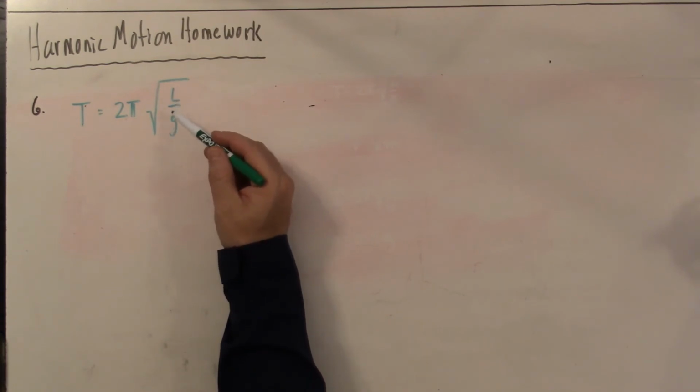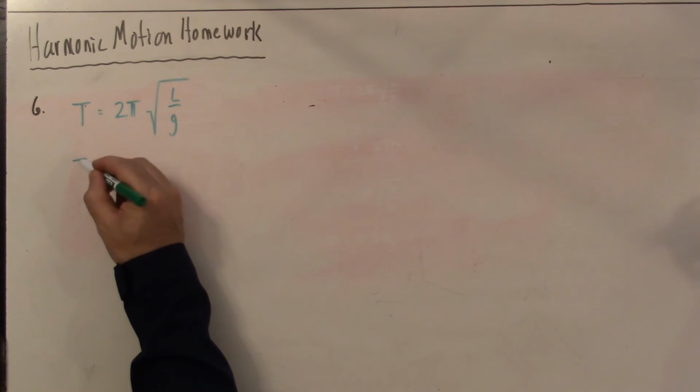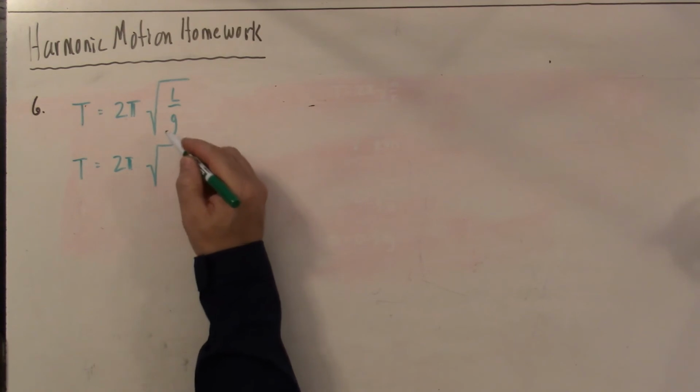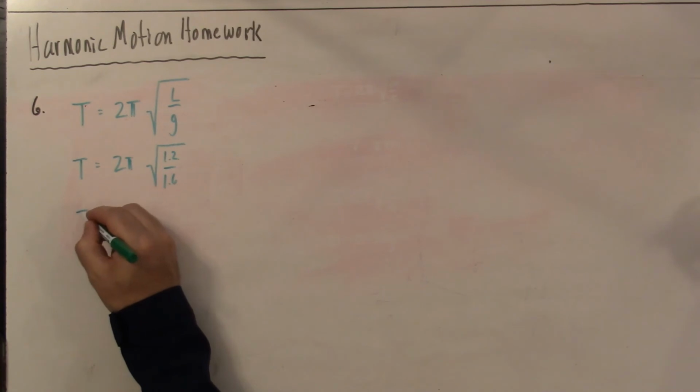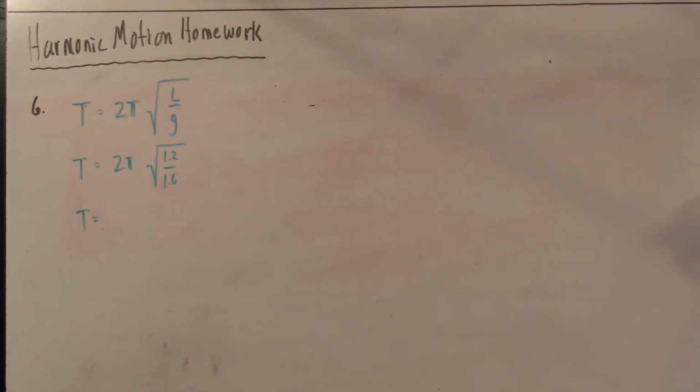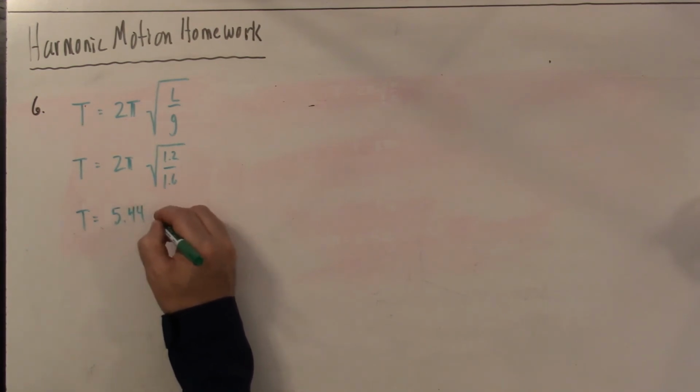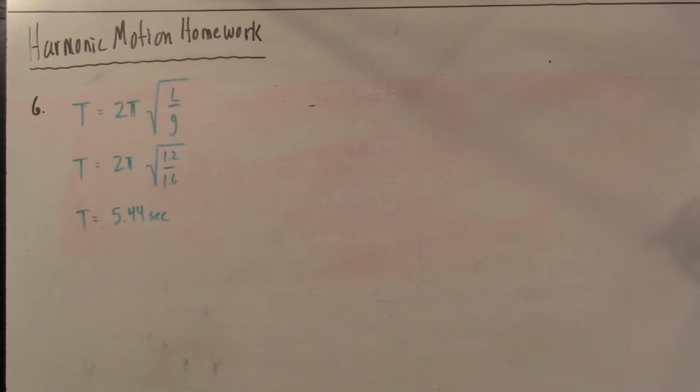This one, we're actually just using these pieces of information. So we're just going to plug and chug this one straight up. 2 pi times the square root of, it says it's 1.2, and on the moon the g value is 1.6. Okay, let's plug and chug this and see what happens. And I got a period of 5.44 seconds. So it would take 5.4 seconds for that pendulum to swing back and forth.